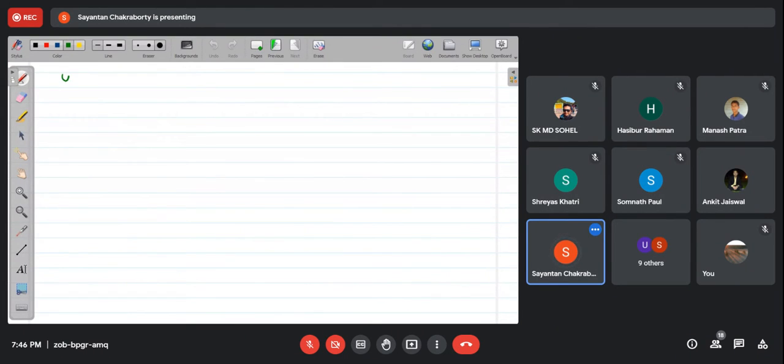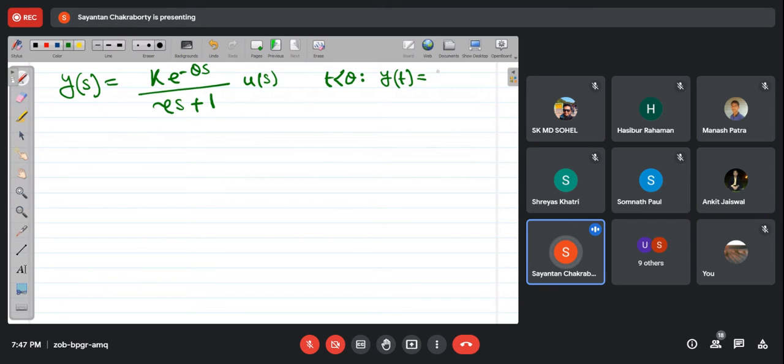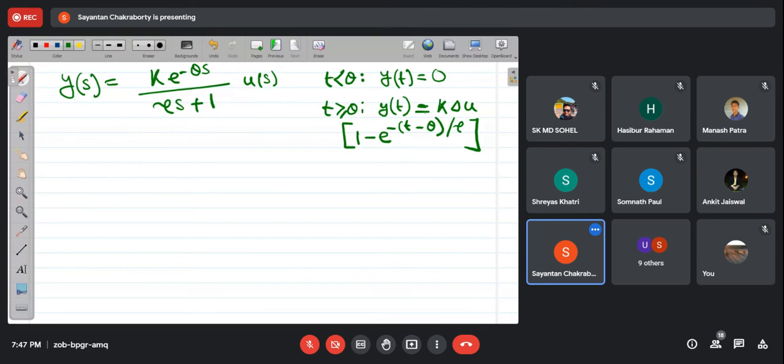Our response is, with U as the input and Y as the output, what is the response for t less than theta? Y(t) will be 0, and for t greater than or equal to theta, Y(t) will be K (not Kp, it should be K) into delta u, where delta u is the change, multiplied by 1 minus e to the power minus (t minus theta) by tau. So this is the response.